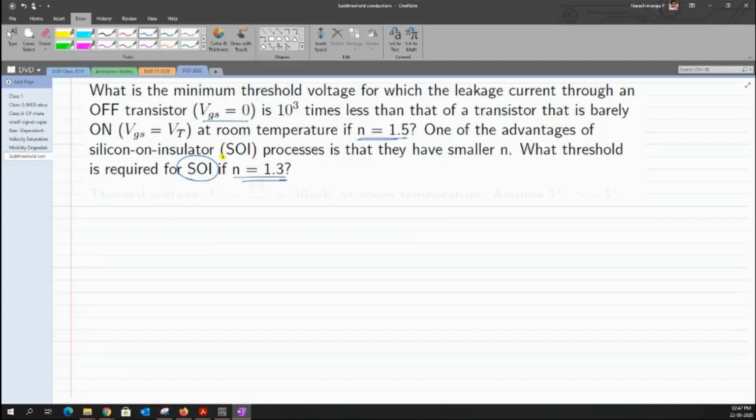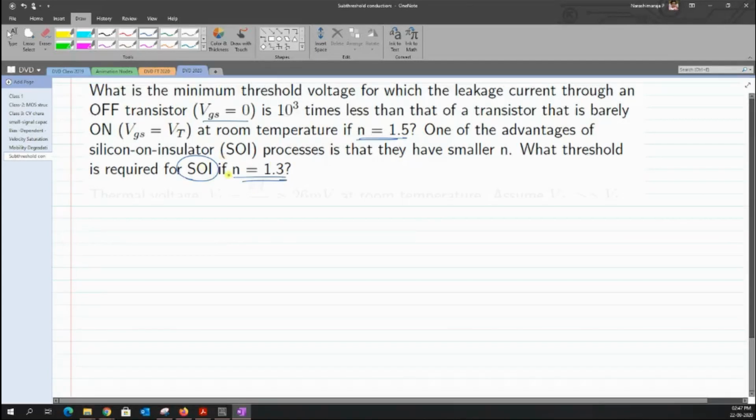Okay, so as of now, we won't worry about this SOI or any other factor. We'll worry about only the factor of n. So now, given this question, how would we actually start? We wanted you to calculate the threshold voltage of the device based on the given data.